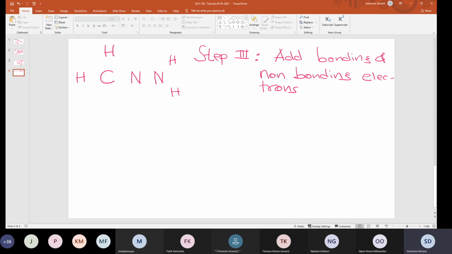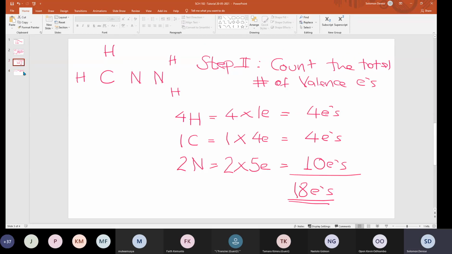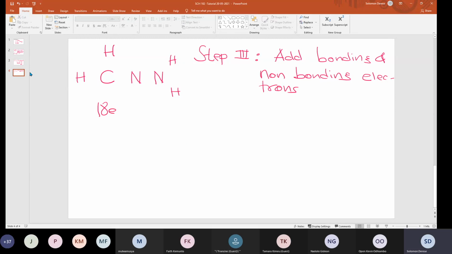So we have a total of 18 electrons. These are the total number of electrons, 18. This was determined in step 2, and this one was determined in step 1. So we are progressing.